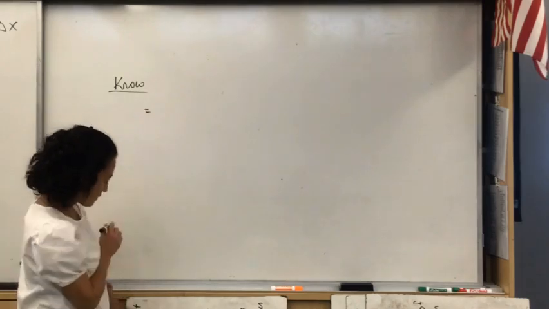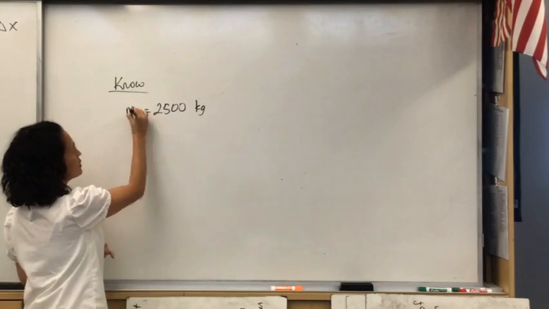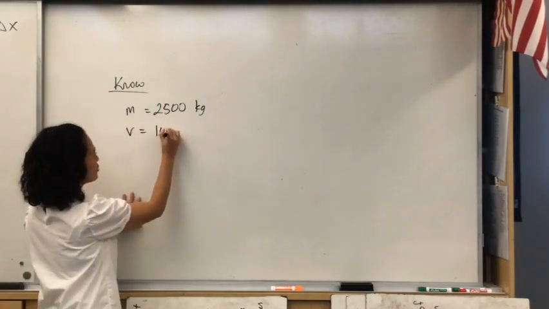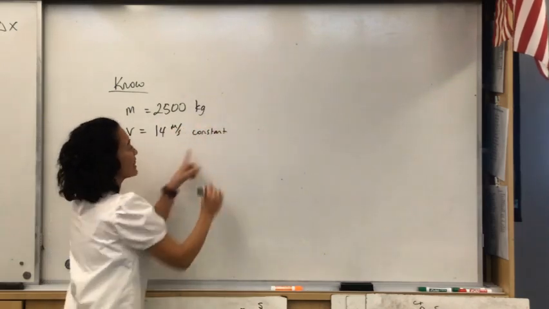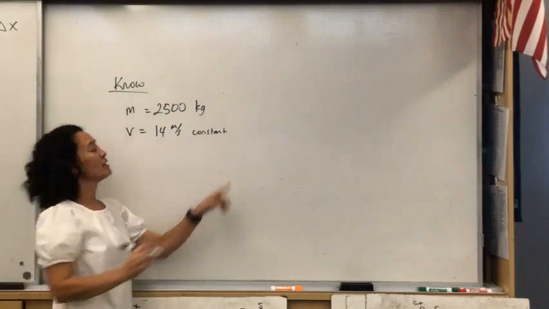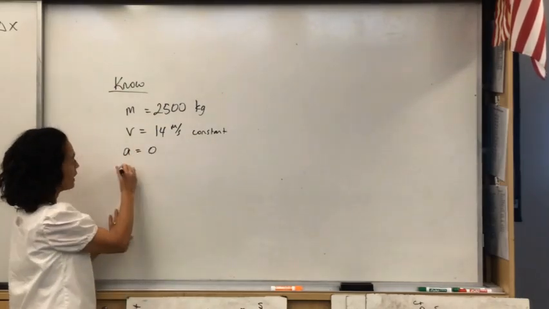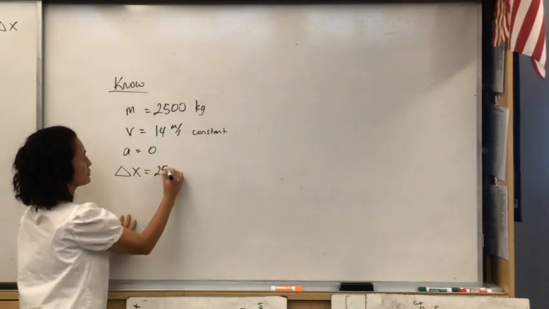So in terms of what I know, let me put in my values: 2500 kilograms, that's my mass. I know I have this speed of 14 meters per second, and it's constant. That leads me to know something else, that my acceleration is zero. And I know that I am skidding for 25 meters.